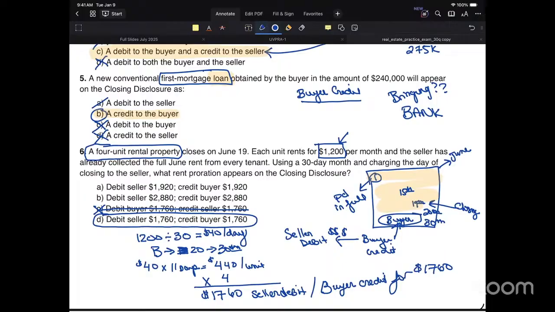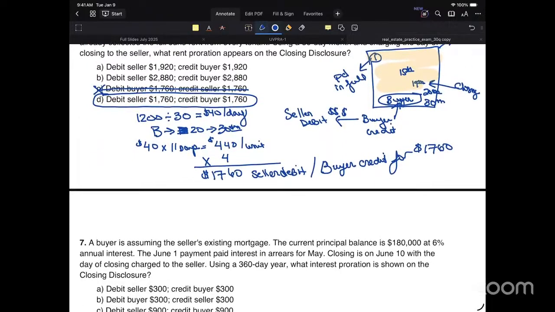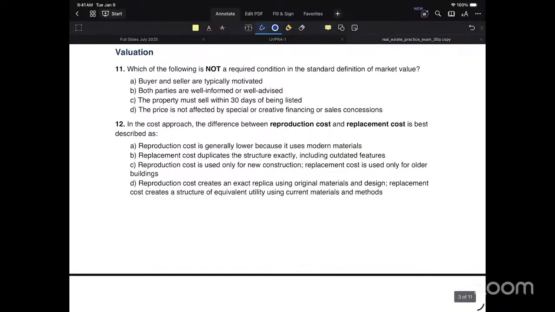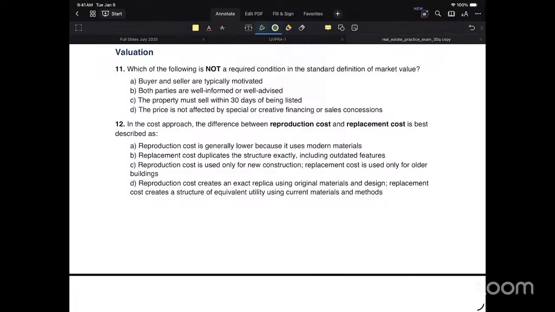I'm not going to say it's the end of that section, but that's where I want to stop with our closing disclosure stuff. We'll come back. I just want to do our next section of questions, which is valuation. So let's do a couple questions on valuation. This is the appraisal section. Let me change colors. I'm sick of the blue. Let's do green, because green is for money.